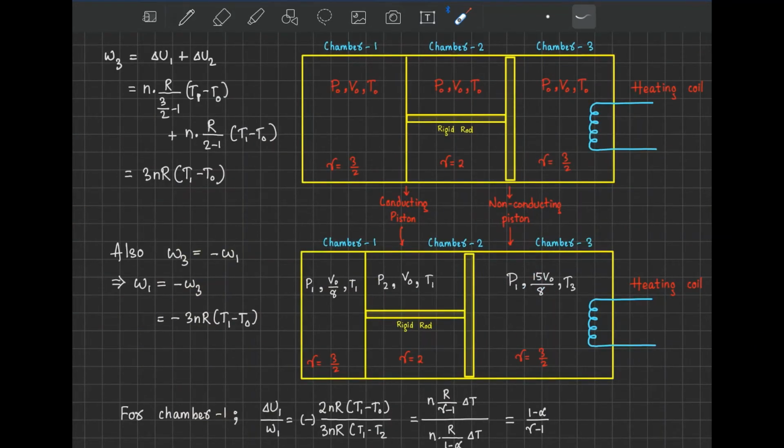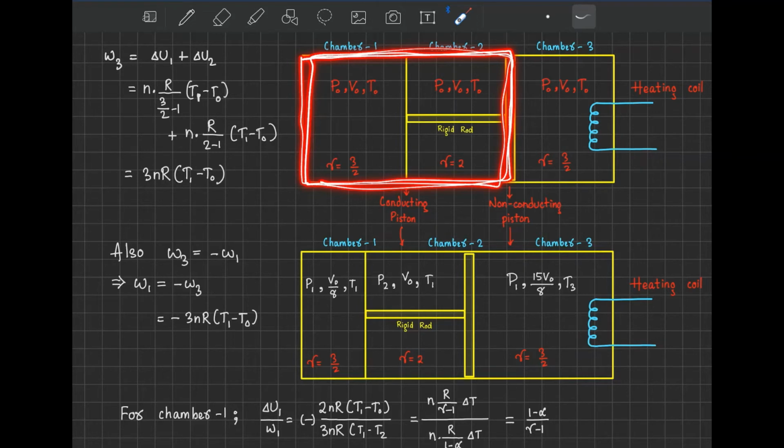Now here we can see this is the solution part. If this one expands, then it is doing some work and we are writing it as W3. Now think of chamber 1 and chamber 2 combined. If we combine these two chambers, this volume is also completely surrounded by a non-conducting wall, right? So net heat transfer for chambers 1 and 2 is not there.